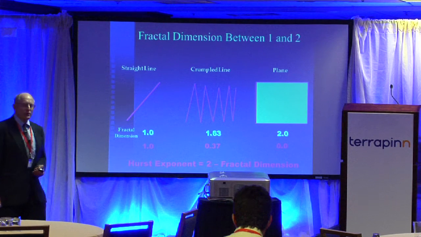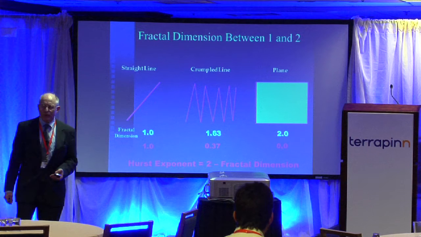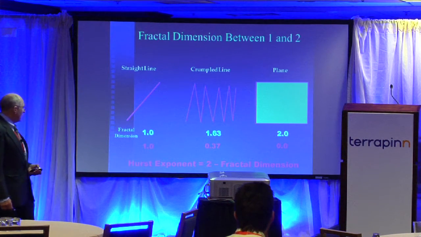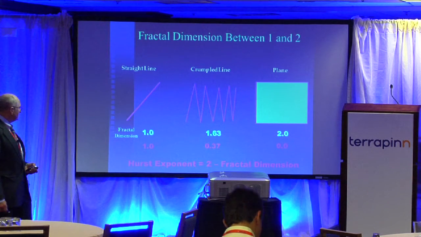The Hurst exponent is nothing more than 2 minus the fractal dimension. So it's just a remapped version of the fractal dimension. The Hurst exponent lies between 1 and 0.